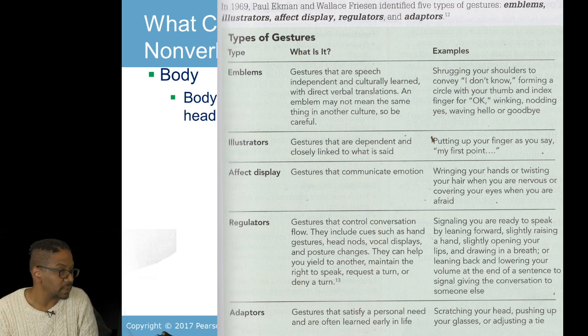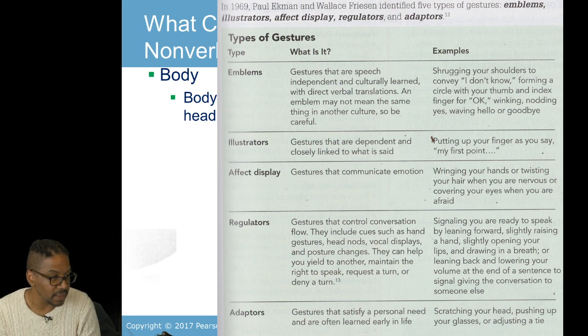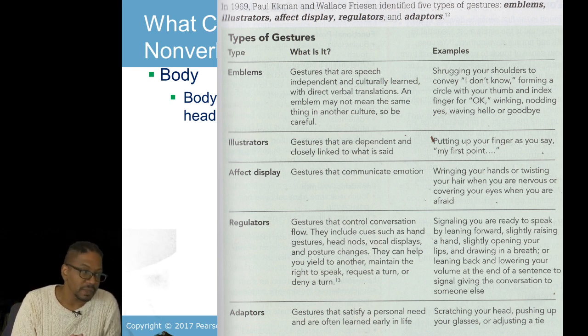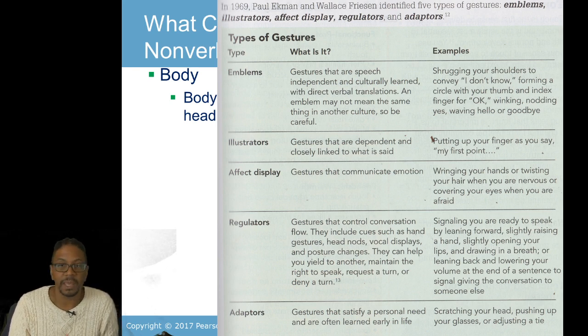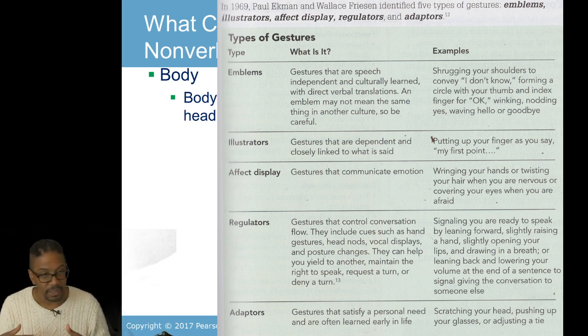Now, affect displays, so they can show an emotion. Something that's kind of common is that people may fidget, they may bounce their leg up and down, or just tap and rattle and mess with something. That's a way of showing that there's some apprehensiveness, some nervousness. So those are some of the affect displays.